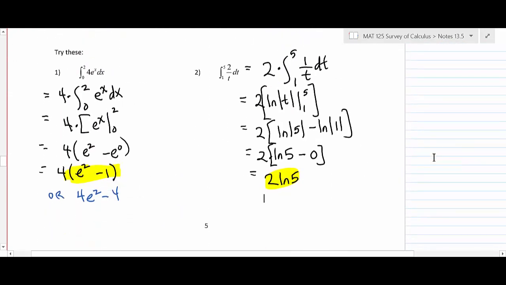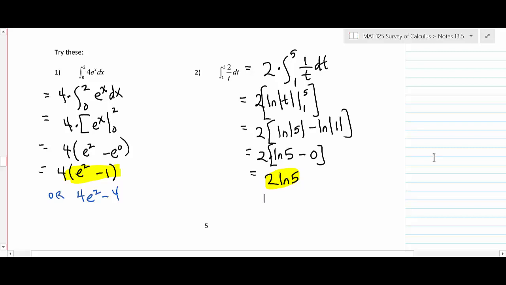Anybody got an answer on the first one? No? If you got something, be brave and call it out. Decimal answer, what'd you get? 25.556. Oh, I don't want a decimal, I want the exact answer. Before you got that, what'd you get? 4e to the second minus 4. Or you could have it in a factored answer, 4 parentheses, e squared minus 1. Okay, I'll show it here in a minute.